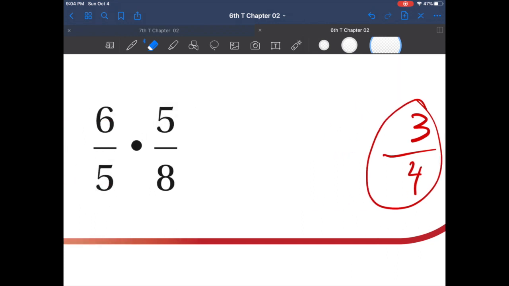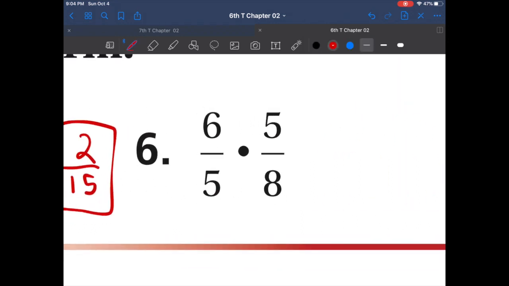The other way is to simplify ahead of time. Let's see. Well, I know that. Let me highlight it. It's easier. So let's check that out. Is there a number that can go into 5 and 5? Yeah, 5, right? So let's divide by 5. That gives me 1. 5 divided by 5 gives me 1.